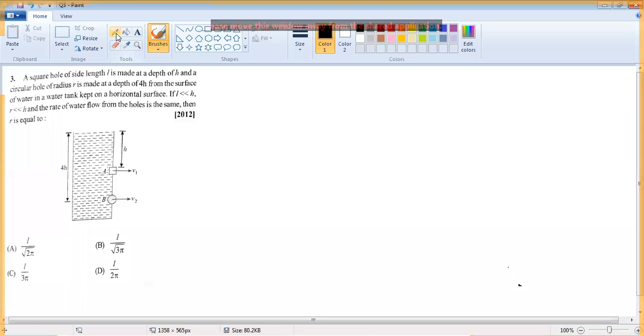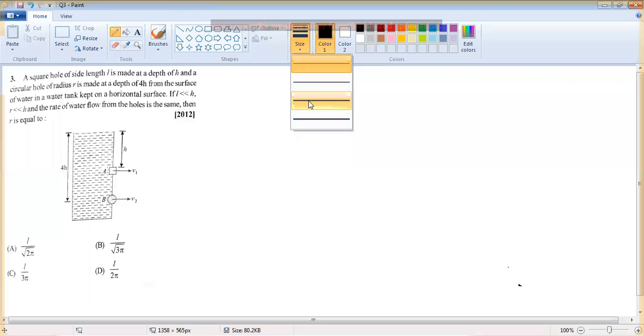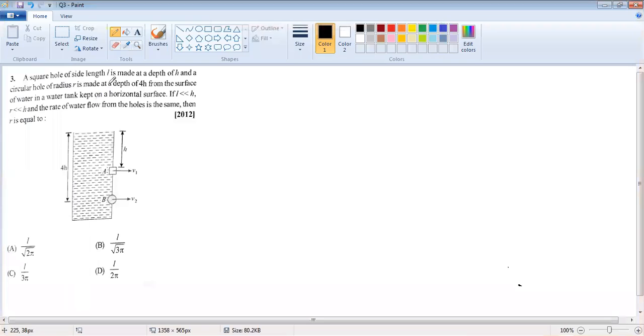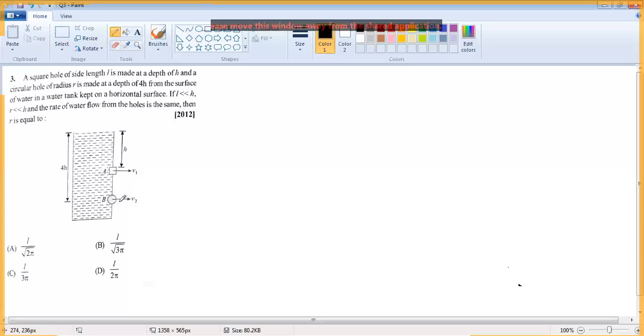So look at this question. A square hole of side length L is made at a depth of h, and a circular hole of radius r is made at depth 4h from the surface of water tank kept on horizontal surface. L is very much less than h. R is very much less than h. That means those are very small holes, not bigger holes. These are L is very much less than h and r is very much less than h, means they are just very small holes.